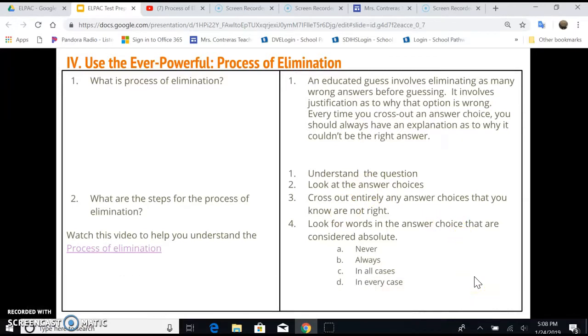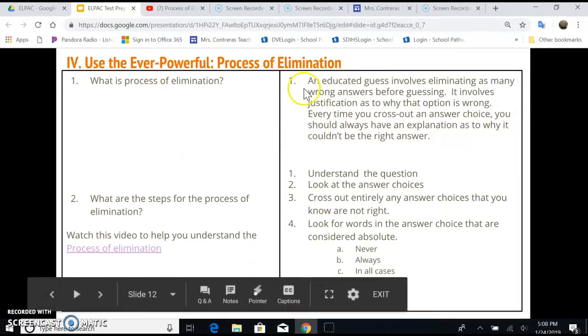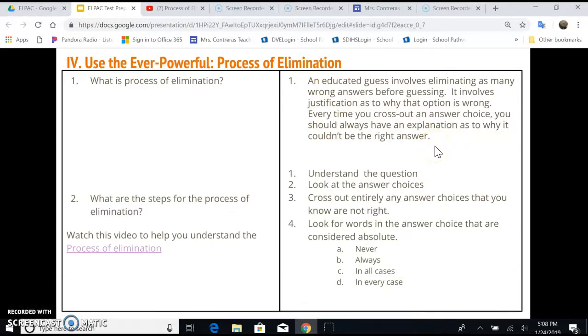So on this page, you'll see what is the process of elimination. That's question number 1. And then here is an explanation or definition of what that is. So what are the steps for process of elimination? First, you need to understand the question, and then look at the answer choices, and then cross out entirely any answer choices that you know are not right. So if you know answer B is completely wrong, or you're like, for sure that's not the right answer, don't just cross out the letter B on there. Go ahead and cross out the B and the answer. So it's like all the way crossed out.